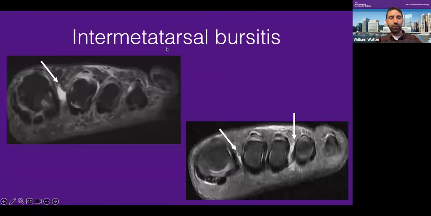Here is intrametatarsal bursitis, just for comparison's sake. This is fluid bright. It's directly between the metatarsal heads, and it's a little bit less mass-like. It's usually just more thin. If it gets swollen or engorged enough, it may pouch out, usually in a dorsal direction rather than plantar, because of that transverse intermetatarsal ligament. And you can see it in multiple web spaces in this patient over here.